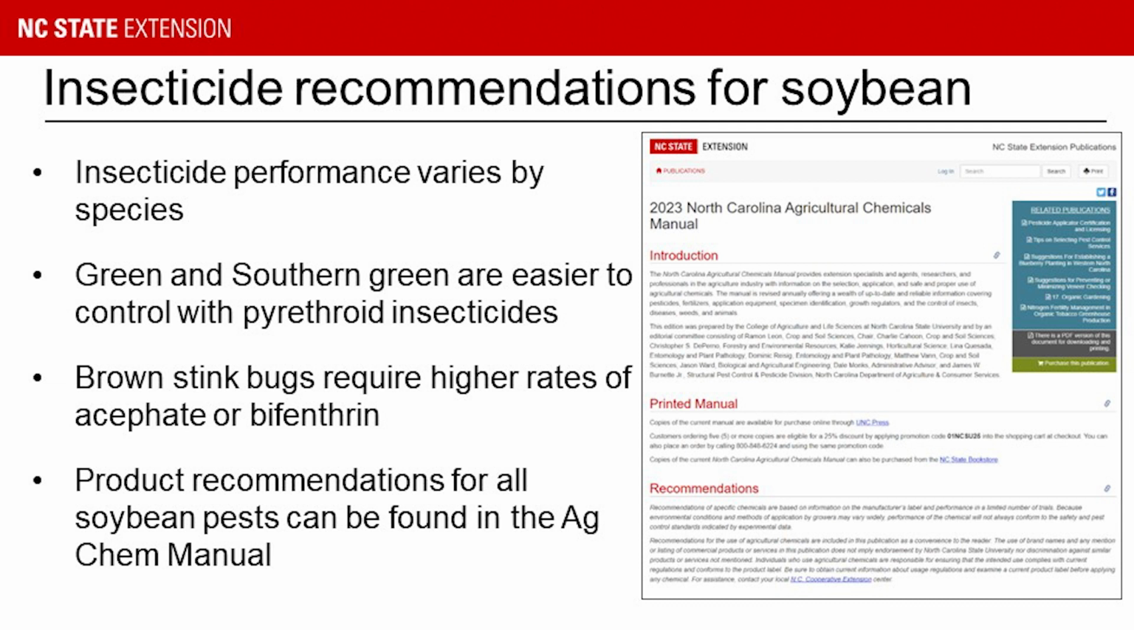Certainly we know that green and southern greens are easier to kill with some pyrethroids. Brown stink bugs require higher rates, something on the order of 6.4 fluid ounces of bifenthrin or acephate north of a half pound. Those are all good decisions for brown stink bugs. So knowing which species you have is critical. Product recommendations, certainly, can be found here. It's available online. We're working on an app that's going to be updated as far as crop protection tools that you can access more easily than the PDF online. So stay tuned for that.